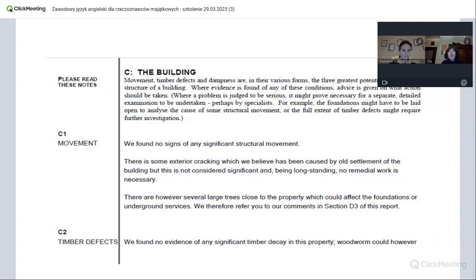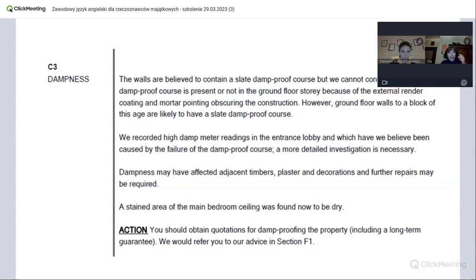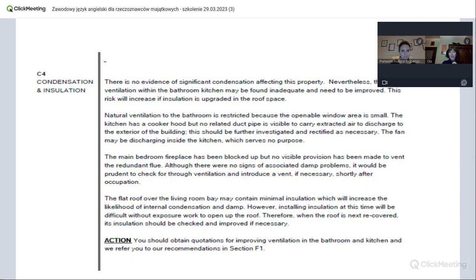Then look, even movement, that is the house moving. So can you see cracks and things like that? And they discuss timber defects, dampness, you know, just like all the details. They must be really going into details. And it's very interesting that you have from time to time the part action. So what must be done? Which I think is also interesting. Look, condensation and insulation, how much it is, and if you go at home into detail, you will see how detailed the description is.